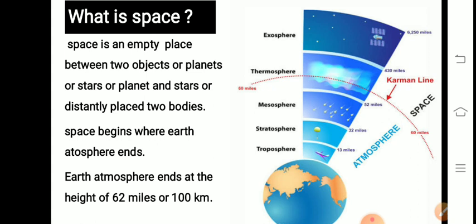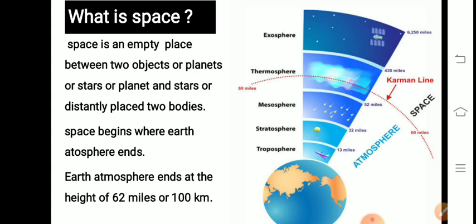What is space? Students, if someone asks you what space is and what you mean by space, in general you reply that space is nothing, it is simply an empty place between two distantly placed bodies or objects. This is the best definition. So it is basically an empty place between two distantly placed bodies or objects.